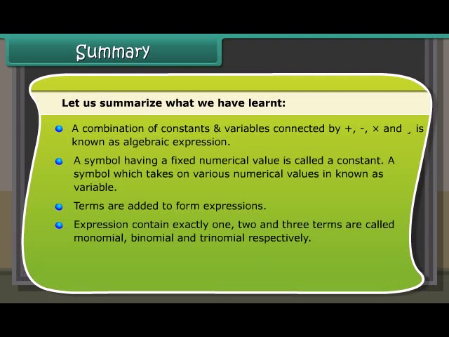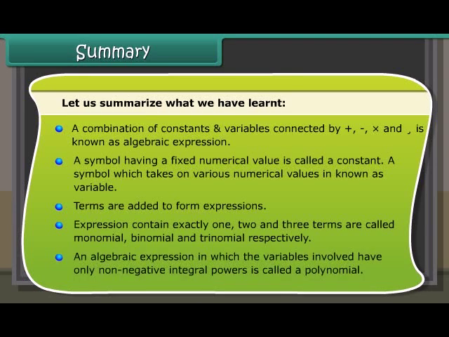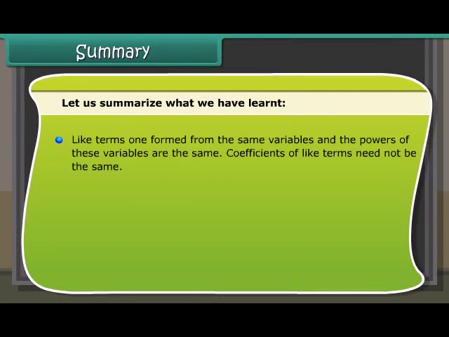Expressions containing exactly 1, 2, and 3 terms are called monomial, binomial, and trinomial respectively. An algebraic expression in which the variables involved have only non-negative integral powers is called a polynomial. Like terms are formed from the same variables and the powers of these variables are the same. Coefficients of like terms need not be the same.